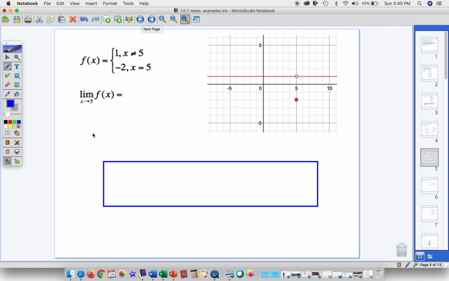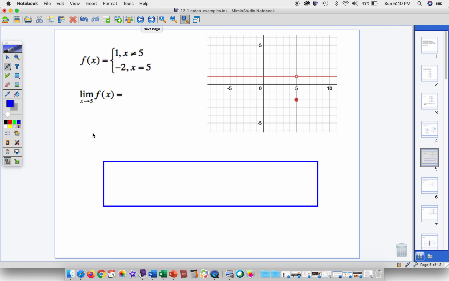So here's a piecewise function. We have f of x equal to 1 when x is not equal to 5, and then f of x is equal to -2 at x equal to 5. That gives us this graph. We have the horizontal line, y equal to 1. We've got a hole at x equal to 5. And then we have the point (5, -2).